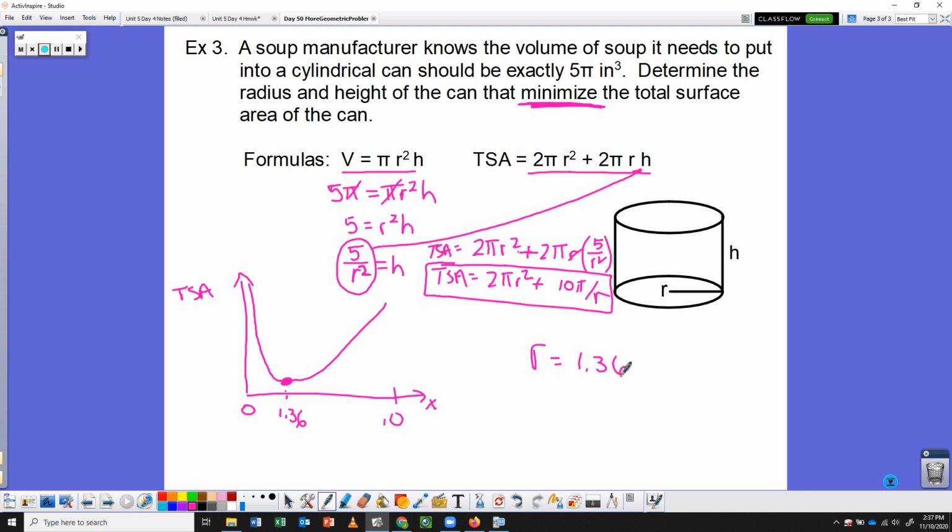But I have not fully answered the question because they wanted both the radius and the height that produces the minimum surface area. I have the r. Now I have to figure out what the h is. We have a formula right here for h that is 5 divided by your radius squared. So if I take that 1.36 and square it and divide it into 5, so 5 divided by 1.36 squared is going to give us a height of about 2.70. Both of these, by the way, are going to be in inches. Those are the units, because I know it's in inches because the volume was in inches cubed.